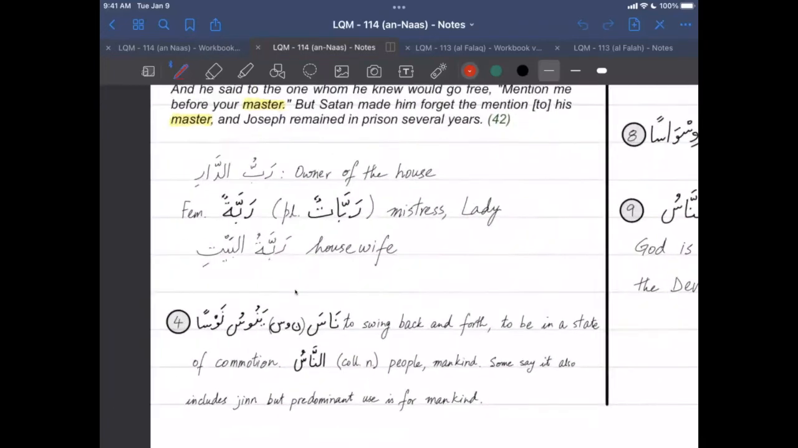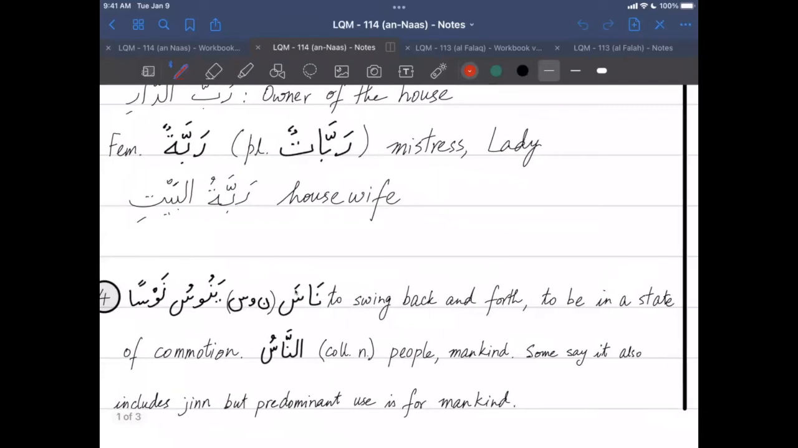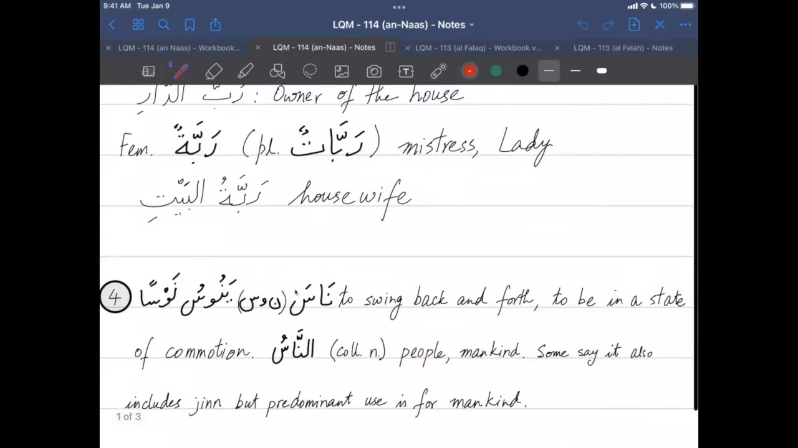There is some difference among scholars, but I'm going with the one that I have seen in more dictionaries. This is the explanation, inshallah. Nasa Yanusu. Noon, Waw, Seen are the three root letters. Yanusu, Nausan. The meaning is to swing back and forth, to be in a state of commotion, like quickly going back and forth. And then the word An-Nâs is a collective noun with the meaning of people, mankind.